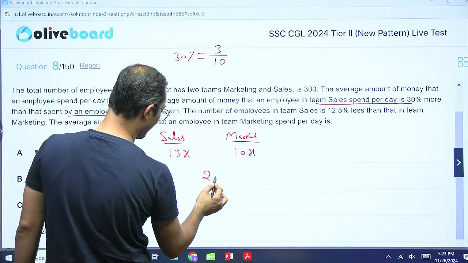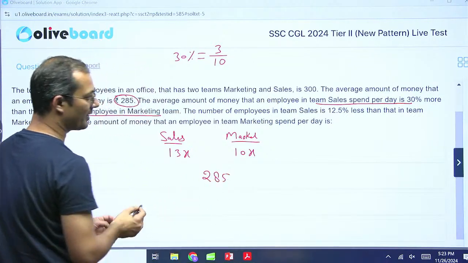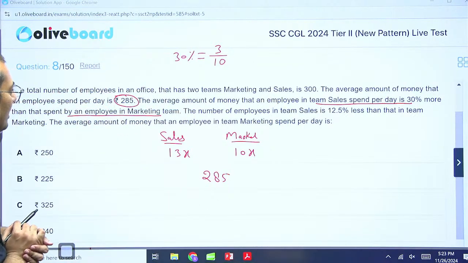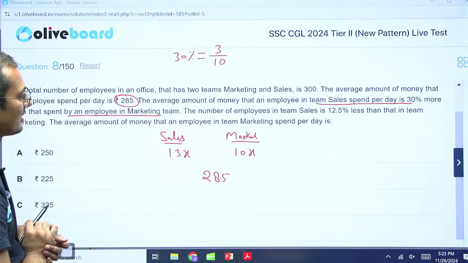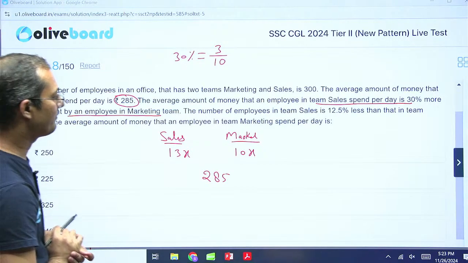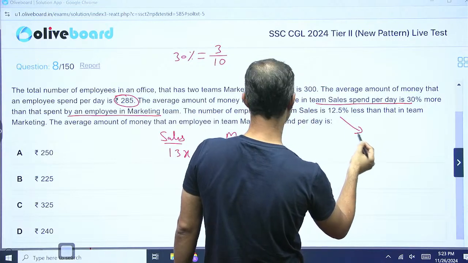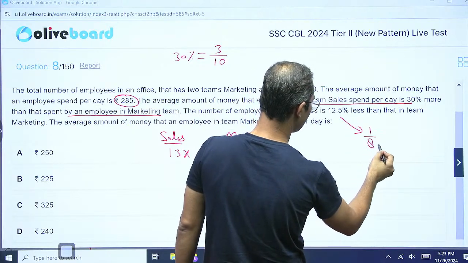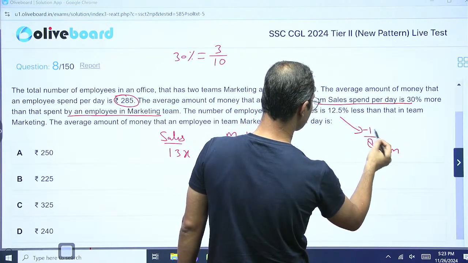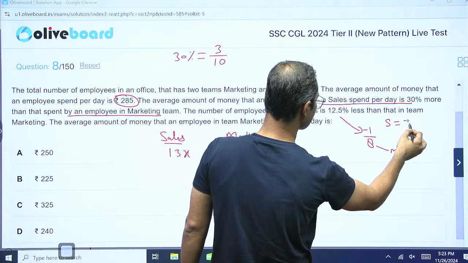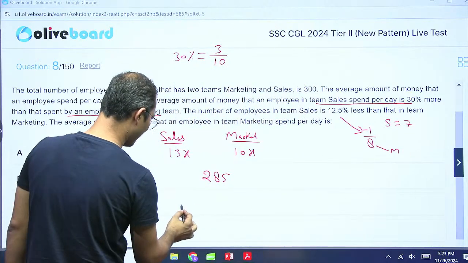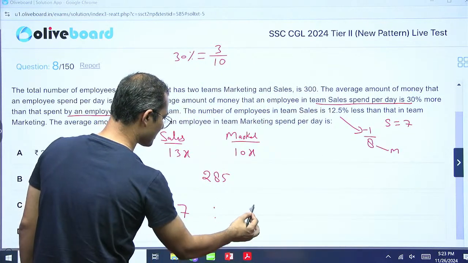The combined average is 285. So here we are going to apply the alligation approach, right? And the number of employees in the sales team is 12.5% less than in the marketing team. So 1 upon 8 less for sales. So we can say that the ratio for the number of people is 7:8, right?